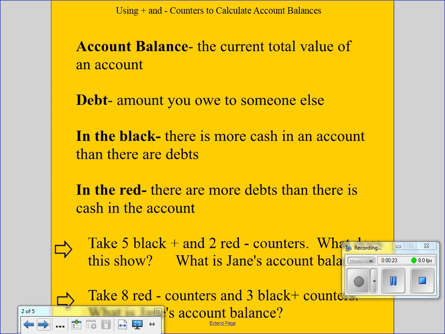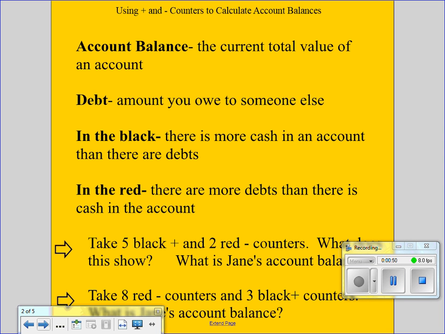Here's some thoughts here. Account balances, it's the current total value of an account. So if you have a bank account, that's the amount of money you have in that account, okay? Debt, amount you owe. So if you are in debt to somebody, that means you owe them money. So let's say you borrow some money from your mom or your dad. You are in debt to them because you owe them that money back if they are looking for that money in return, okay?